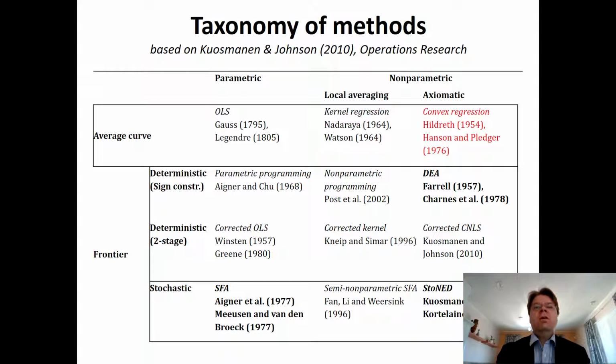So again, I remind you the taxonomy of the approaches. So now we look at this axiomatic estimation of the average curve. So in some sense, we are operating in the regression analysis setting similar to ordinary least squares, but now we do it in an axiomatic non-parametric setting.